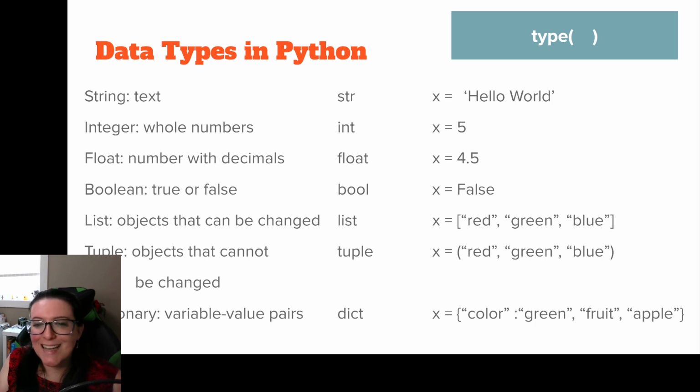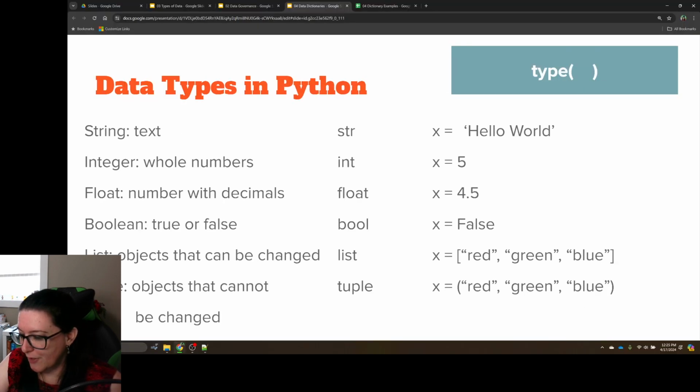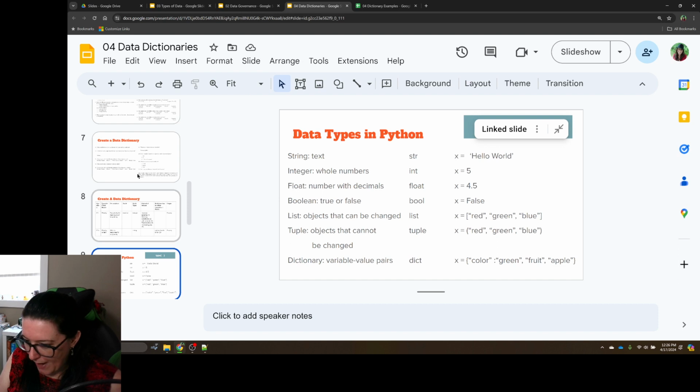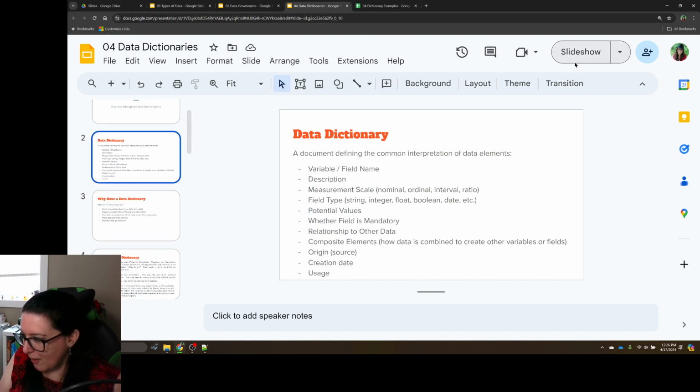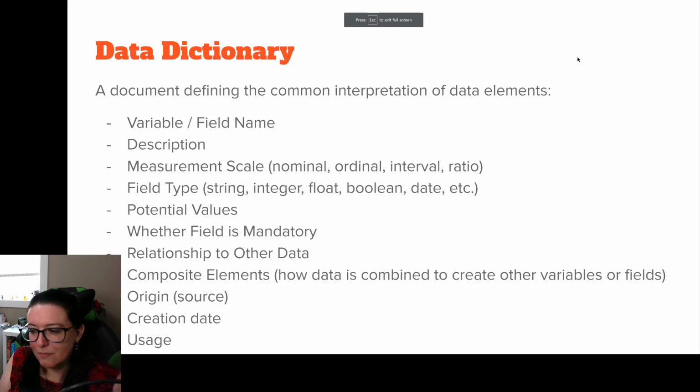When it comes to data types, there are some other ones we want to hit here. A Boolean is whether something is true or false. And then the other ones that we'll get to later as we start to practice our Python code. But let me just go back to our data dictionary here. So we'll come back to that slide.